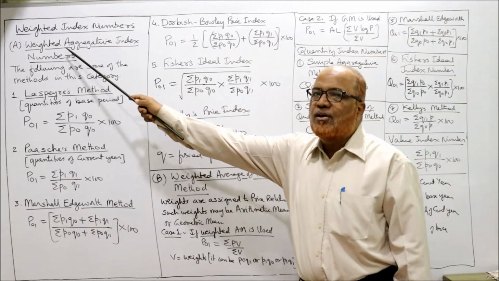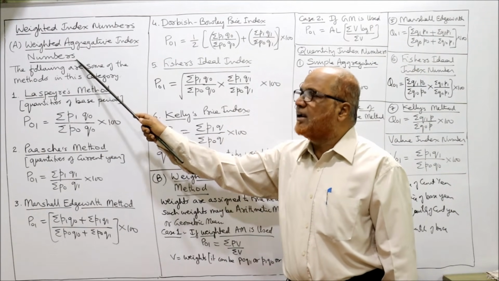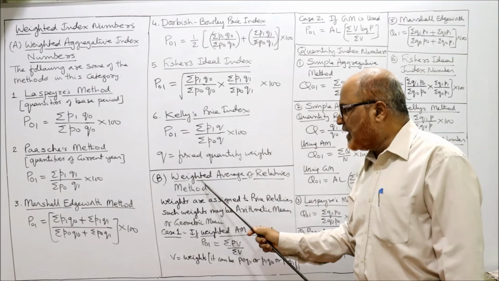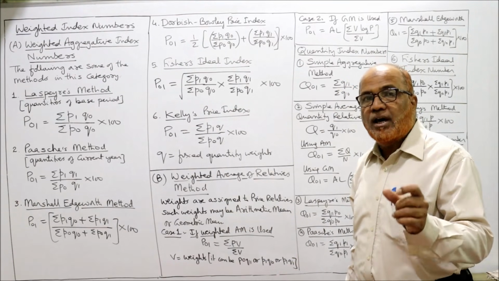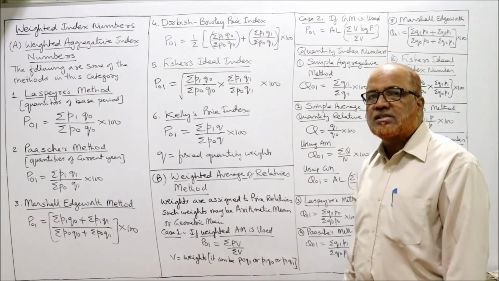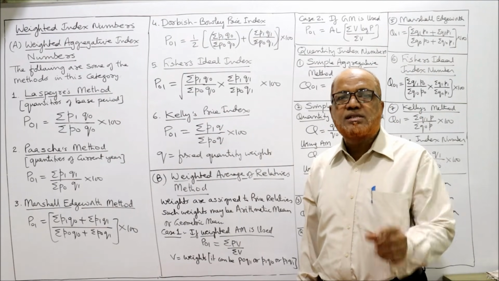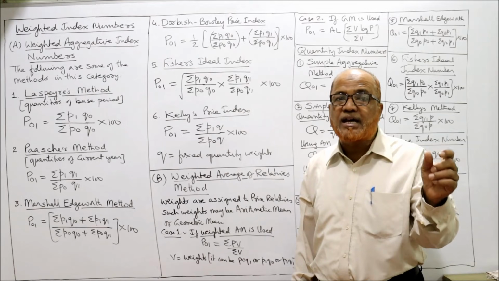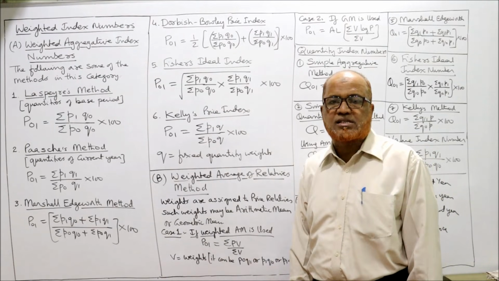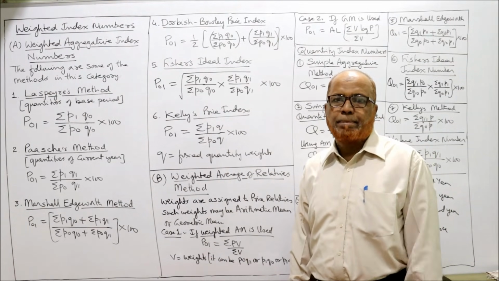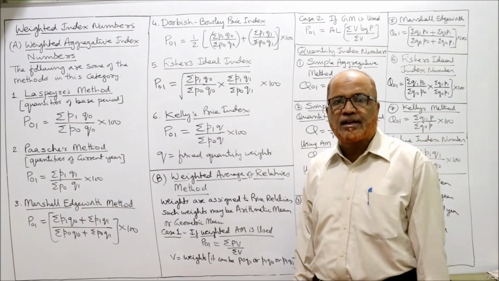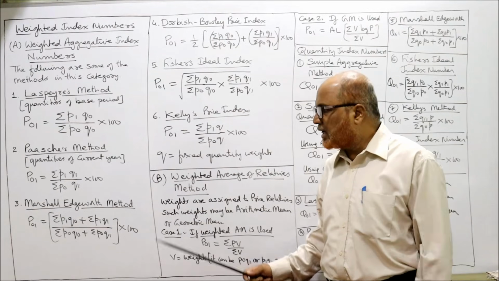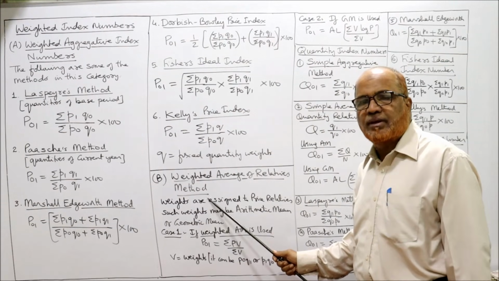These 6 formulas are weighted aggregative index numbers. Now the second one is the weighted average of relative method. These methods are very much similar to the simple average of price relative method. Earlier we discussed in unweighted methods the simple average of price relative. So removing simple, it becomes the weighted average of price relative method.